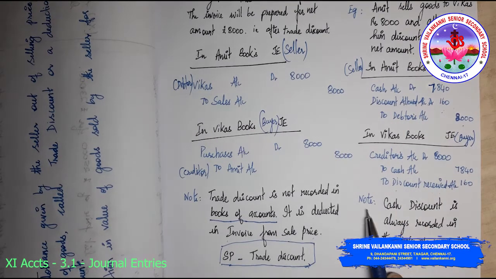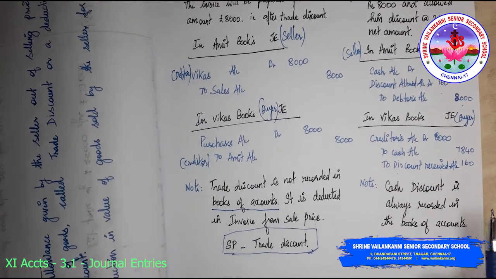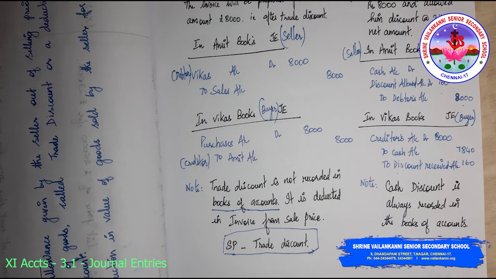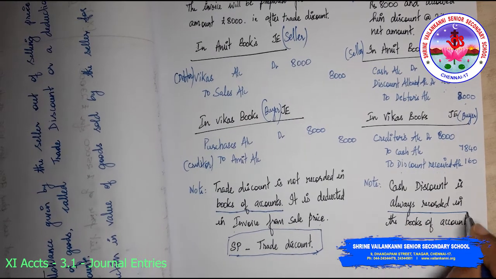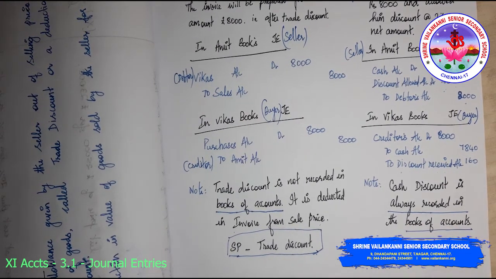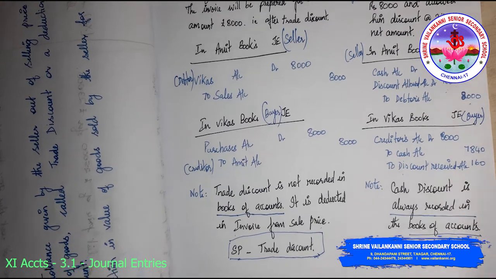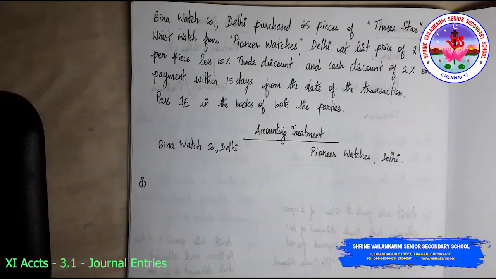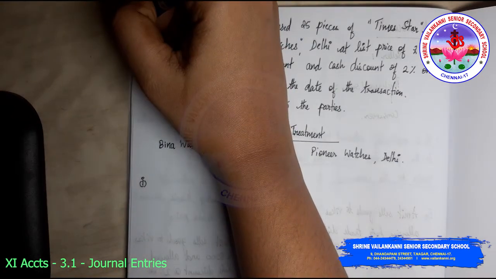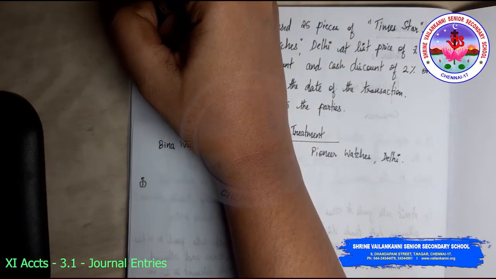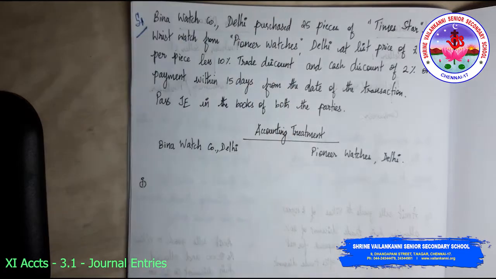Okay, so a note, cash discount allowed is always recorded in the books of accounts. So this is what you need to understand. Now let me read a question. It is a problem, sum 1.